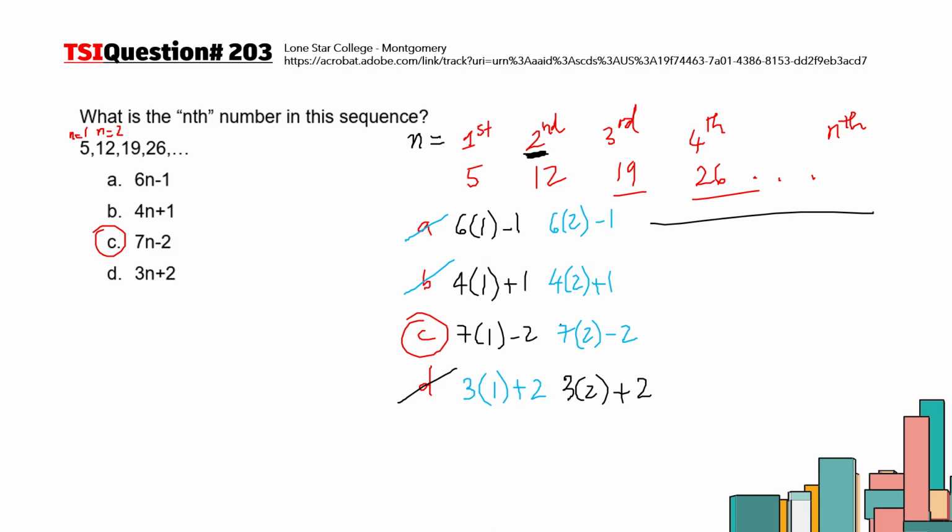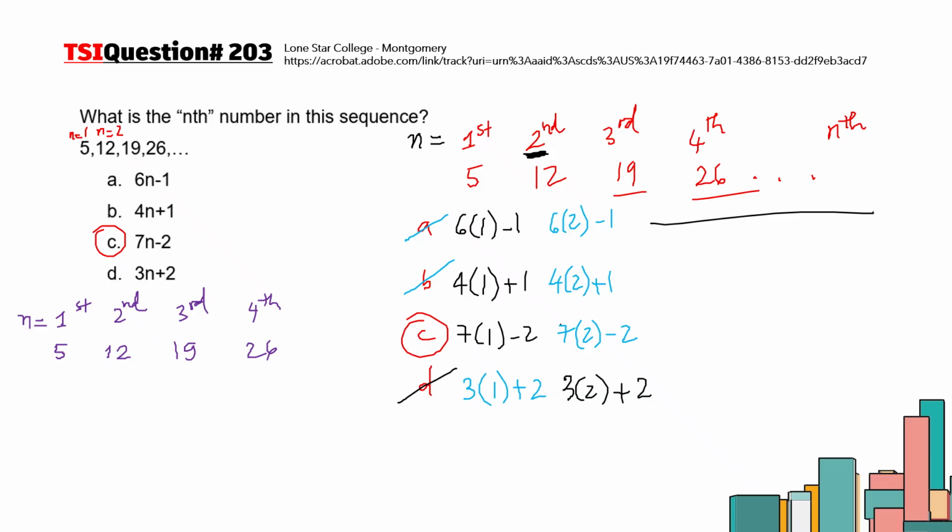How about if we don't want to solve it like this? You can find the pattern in the sequence: 5 is the first one, 12 is the second, 19 is the third one, and the fourth one is 26. So we will find the pattern in that list.